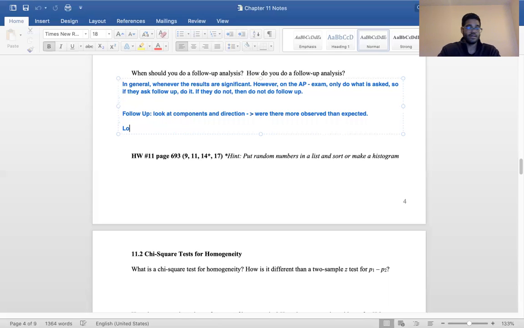You can also look at large deviations: which cells lead to the biggest impact on the chi-square statistic?